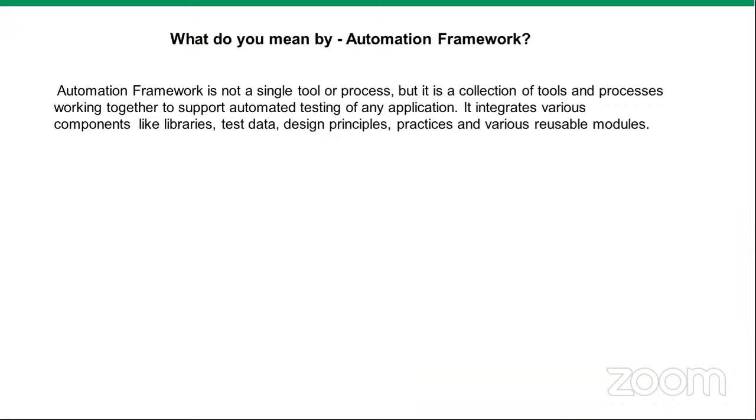So what do you mean by automation framework? There are a lot of frameworks available. You may have some idea about what a framework is, but here you need to know the definition of a framework. Basically, an automation framework is not a single tool or process, but a collection of tools and processes working together to support automated testing of any application. It integrates various components like libraries, test data, design principles, practices, and various reusable modules.